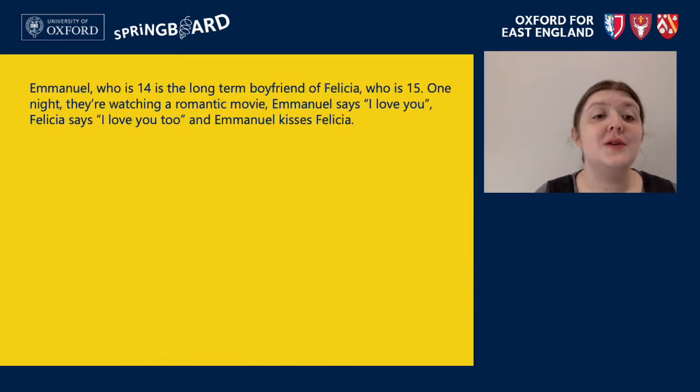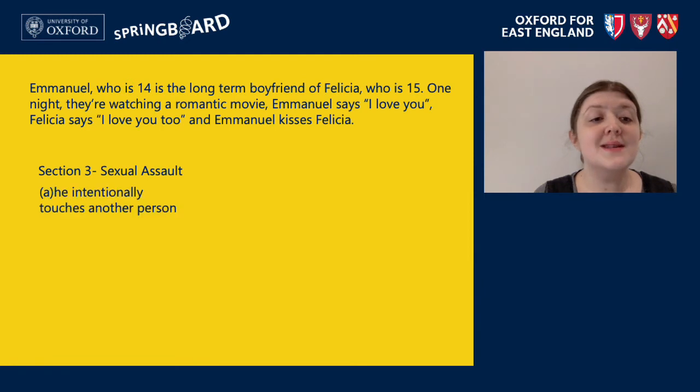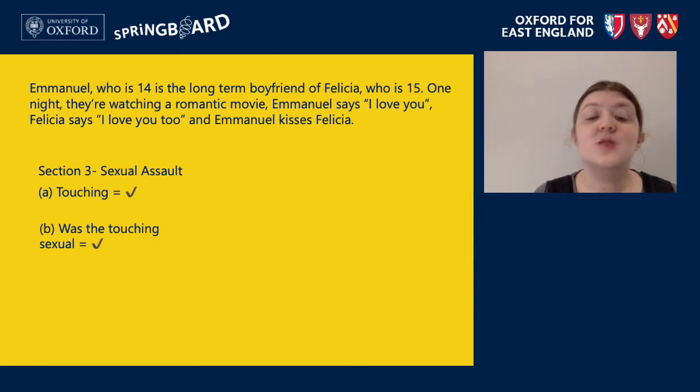Emmanuel, who is 14, is the long-term boyfriend of Felicia, who is 15. One night, they're watching a romantic movie. Emmanuel says, "I love you." Felicia says, "I love you too," and Emmanuel kisses Felicia. Look at Section 3. Once again, A and B have happened. The kiss was an intentional sexual touch.